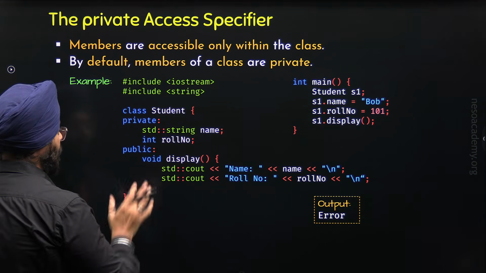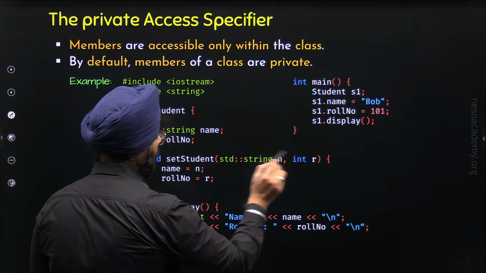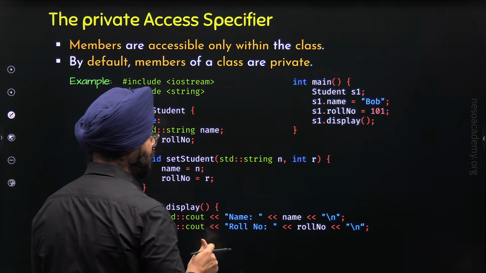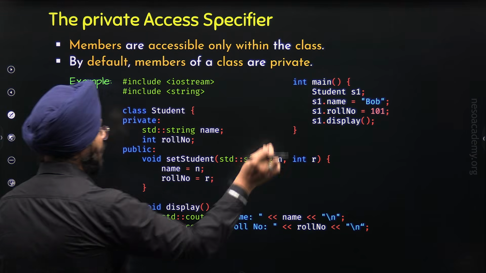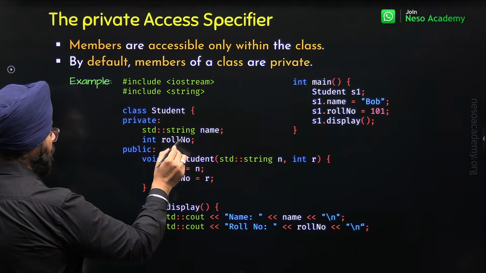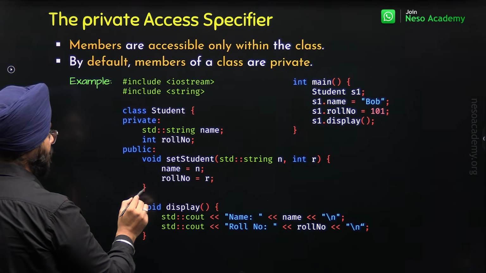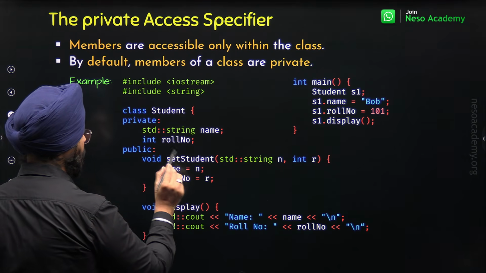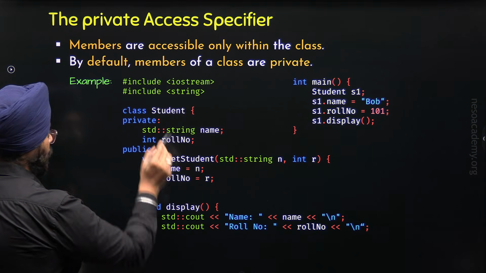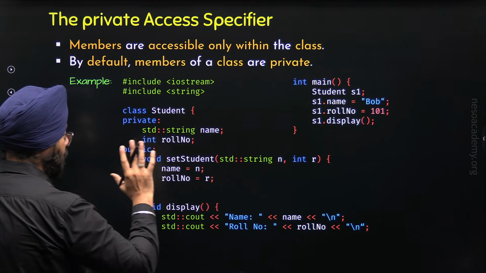Let's define the public member function setStudent. Here you can observe these parameters n and r. N represents name and R represents roll number. Whatever values we receive here are also provided to the name and roll number variables, which are private in this class. We can access them here in this function because this is a member function of this class. These variables are accessible within this class. That's why providing name and roll number in this function is perfectly valid.